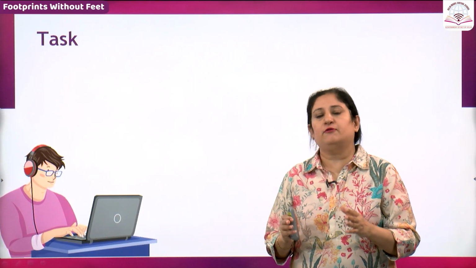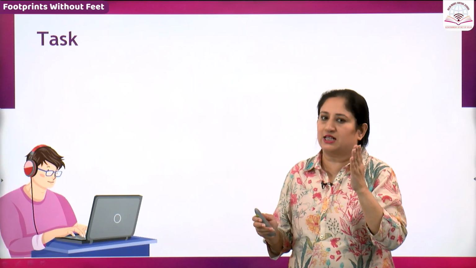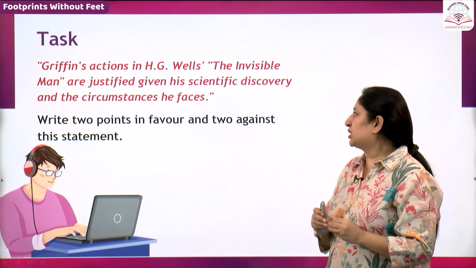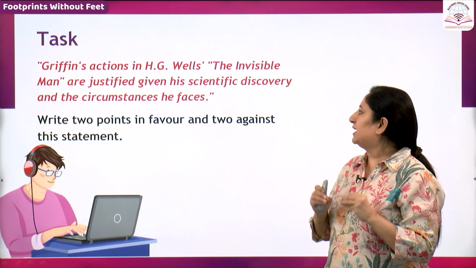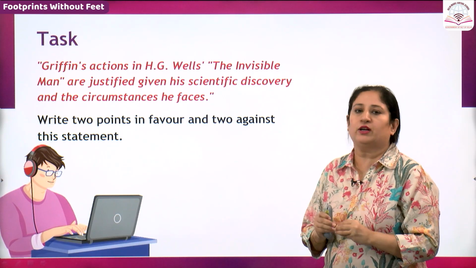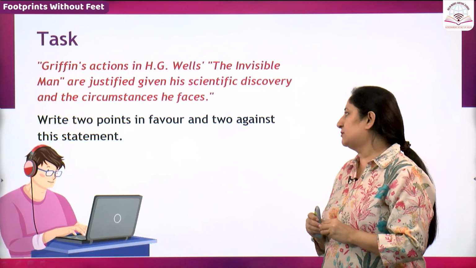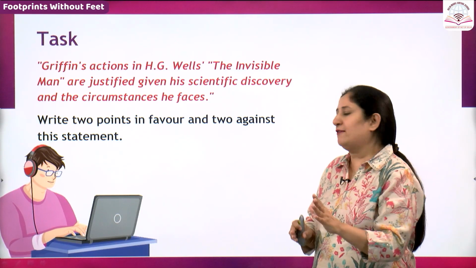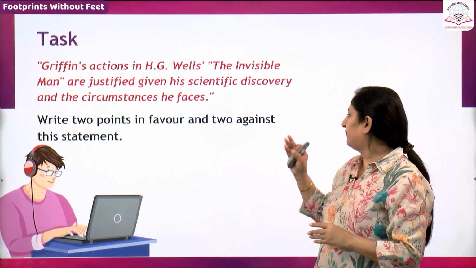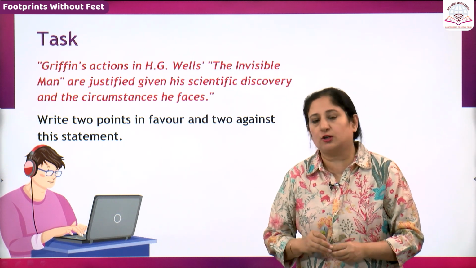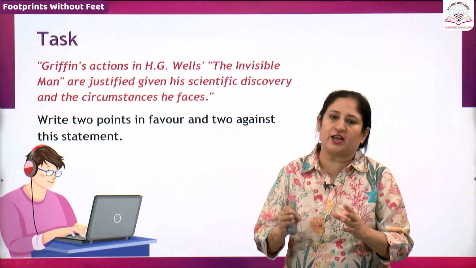Now it's time for a task which you all are supposed to do. The task is: Griffin's actions in H.G. Wells' The Invisible Man are justified given his scientific discovery and the circumstances he faces. This is one statement. You have to write 2 points in favor and 2 against this statement. I'm sure you'll be able to do this task fairly well.